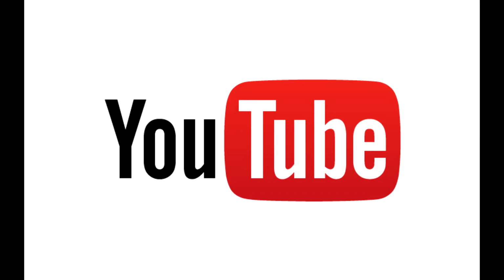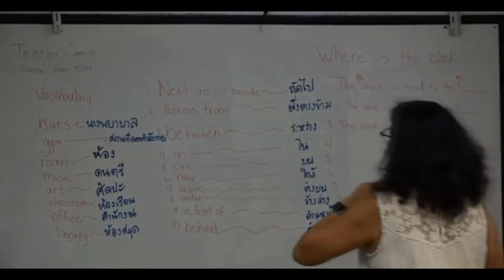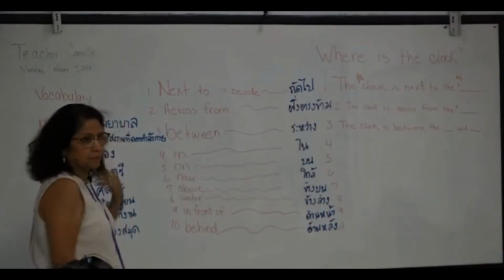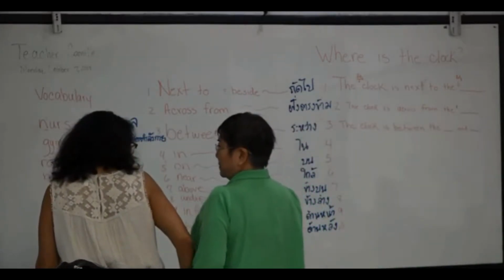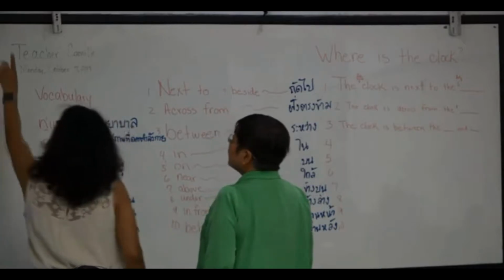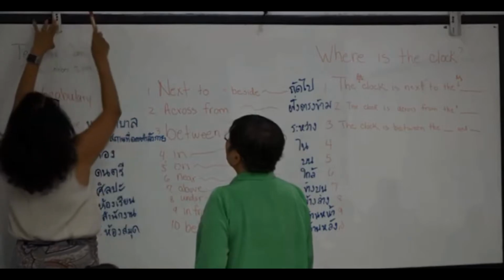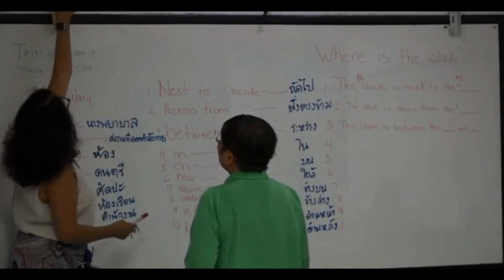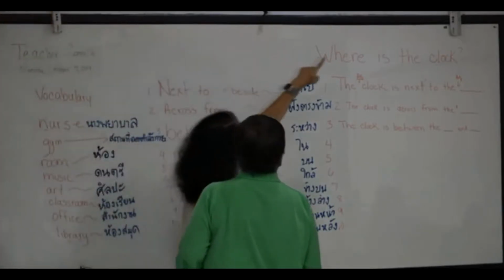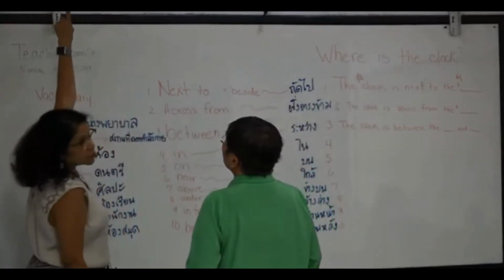So let's see. The clock, where is the clock? The clock is next to the... come. Okay, so you next to me. I am next to you. The clock is next to this, or this. And this is called Screen Boy. So you can say that. Yeah, it says right here, Screen Boy. Or do you see right here? So the clock is next to the Screen Boy.